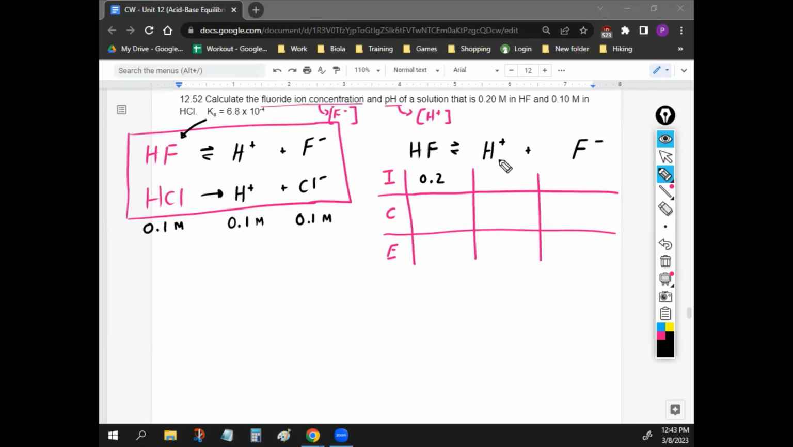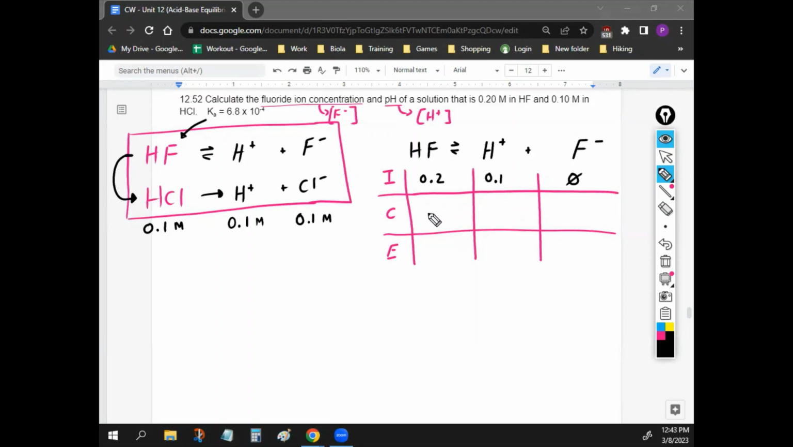Okay, so that means that inside the solution, there's going to be 0.1 H plus already, and there's going to be no F minus. Now, you might be wondering, why does this guy get priority? It's because it's a strong acid. This guy's going to dissociate completely no matter what. The dissociation of HF will be determined based on this compound because this gets priority in terms of dissociation. Okay.